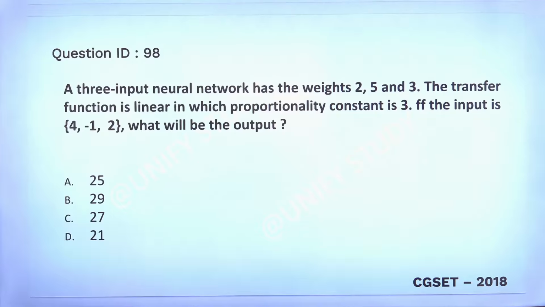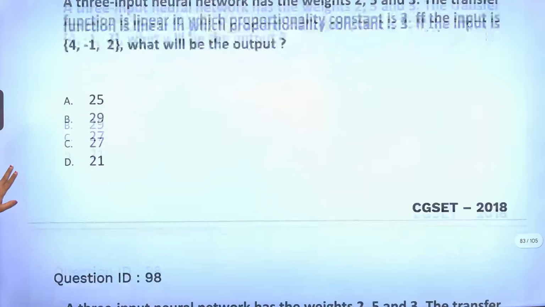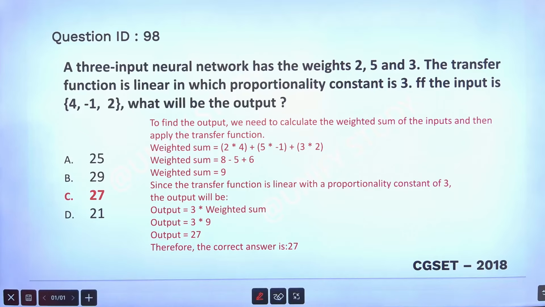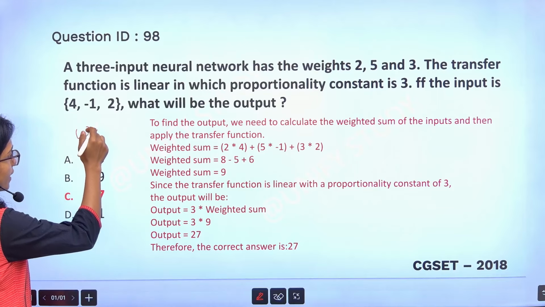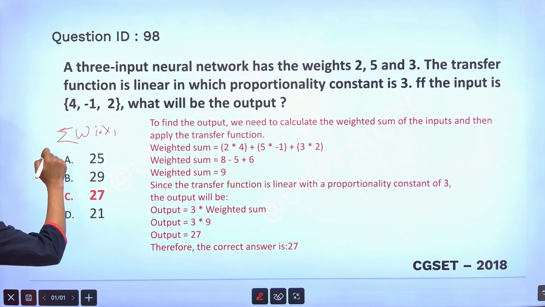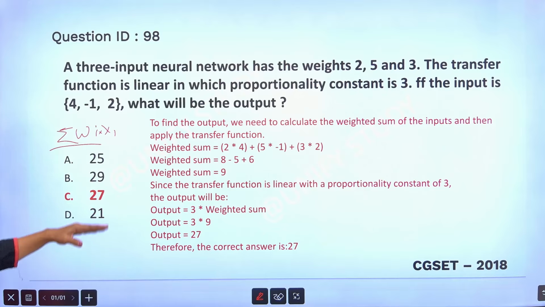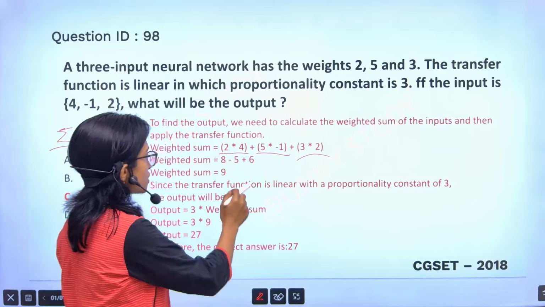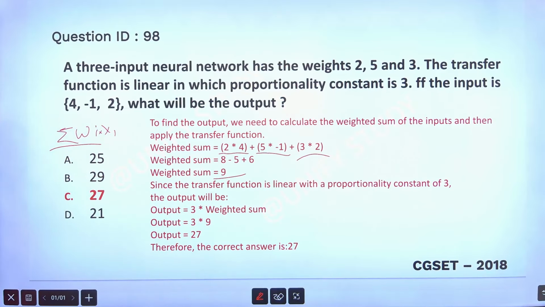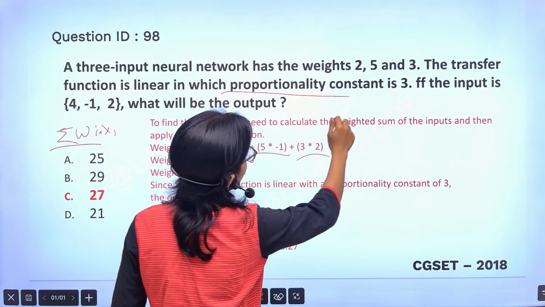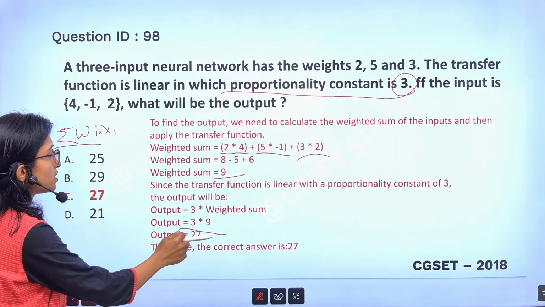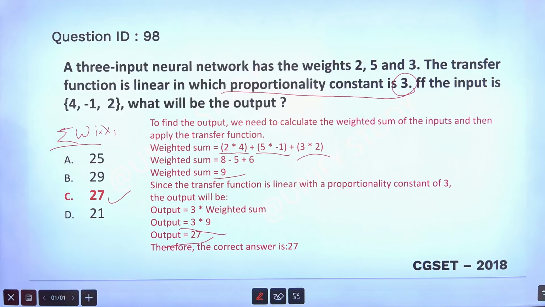71% correct answer, 72. Why? Here you see how to do this. This is just easy. Weights are given, Wi xi. We multiply Wi and xi and then do the summation. All the weights are given to you and the values are also given. Just multiply them, do the multiplication and addition, and get this. And a constant value is given to you, the linear proportionality constant. You need to multiply the constant with this. Whenever you multiply the constant with this, you get 27. So the answer is 27 here. Right.